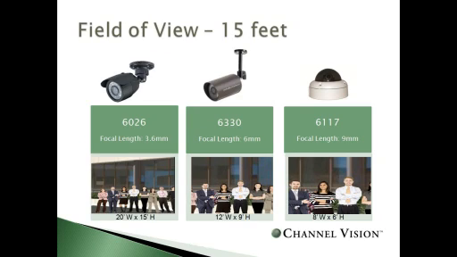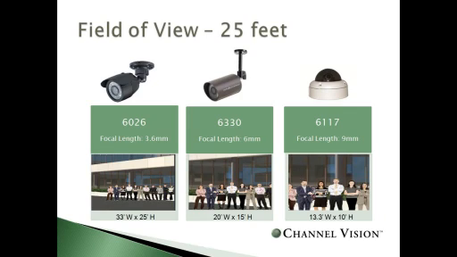Practical applications on what that actually looks like can be seen here. On the left-hand side, you'll see a 3.6mm lens at 15 feet away, which will give you an area of coverage of about 20 feet wide by 15 feet high. Looking at the lens on the far right, of a 9mm focal length, you'll see an area much more focused in, covering an area of about 8 feet wide by 6 feet high.